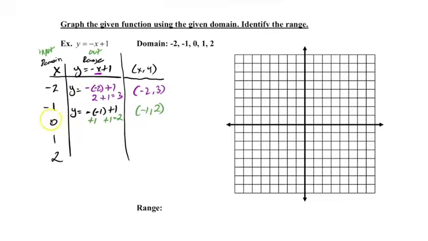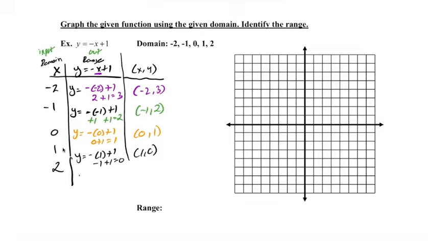0, so we're going to substitute 0 in for our x here. Same idea. So we substitute our 0, so y equals -0 plus 1. 0 times anything is still 0, so we get 0 plus 1, which is 1. So there will be 0, 1. And keep on going. So 1, y equals -1 plus 1. -1 plus 1 is 0, so 1, 0.